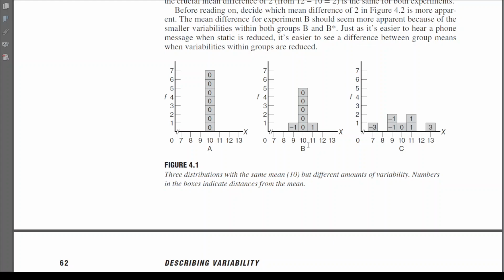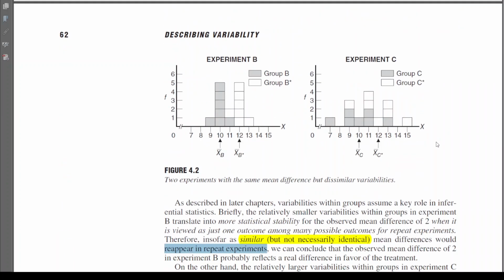For distribution B, the smallest value is 9 and the largest value is 11, giving us a range of 11 minus 9 equal to 2, which signifies that it is a bit more varied than distribution A. For distribution C, the smallest value is 7 and the largest value is 13, which gives us a range of 13 minus 7 is equal to 6, which signifies that this is the most varied distribution among the three.